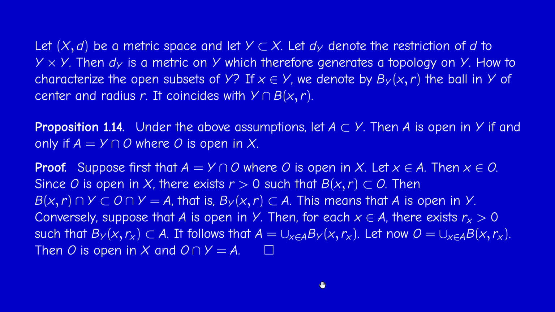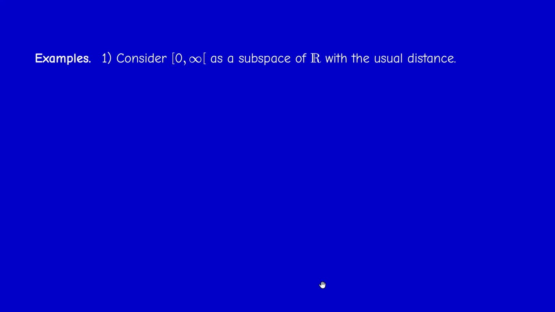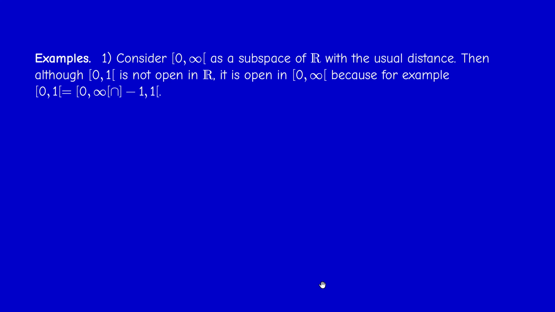And now let us illustrate this with some examples. Equip R with the usual distance, so we take capital X equal to R, and we take capital Y to be the half line [0, infinity), closed. Now we take capital A to be [0, 1), semi-open, open at 1 and closed at 0. This is A. So this is X, Y, A.